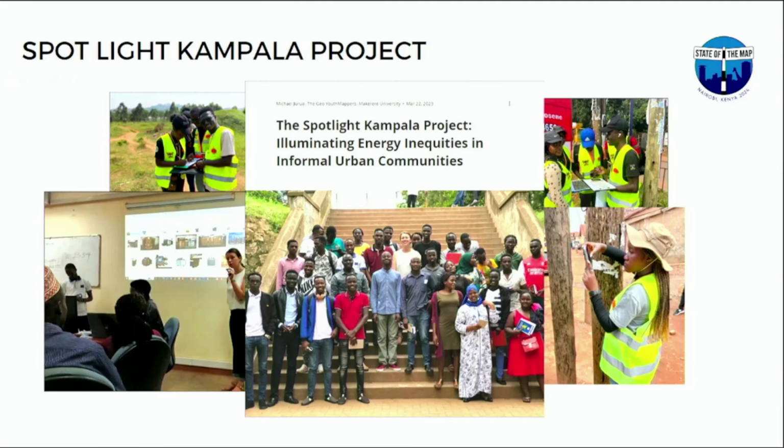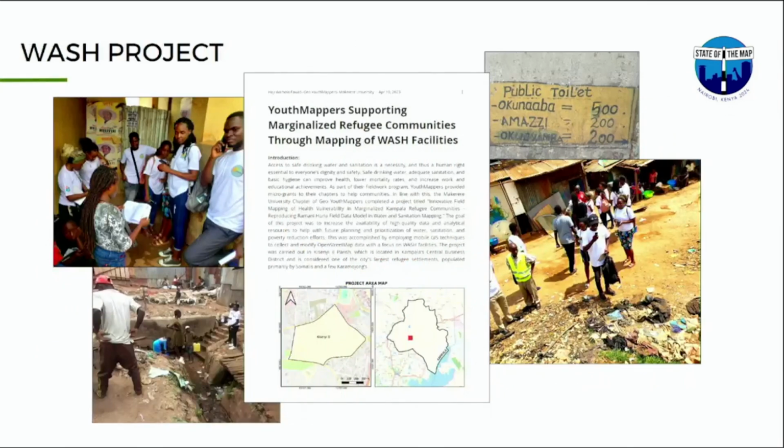We also worked on the WASH project, whereby we were mapping water points and hygiene points. This project looked at supporting marginalized refugee communities through mapping of the WASH facilities in the informal refugee settlements within Kampala. That was Kisenyi and Katwe, and a lot of work was done there in line with the mapping.